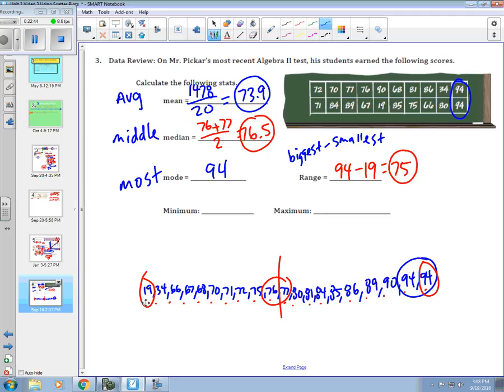Okay, last two things, minimum and maximum. We just talked about those. There were the two numbers we had just circled. 19 is the minimum and 94 is the maximum. So those types of things you should be able to find from data and have a knowledge of those.